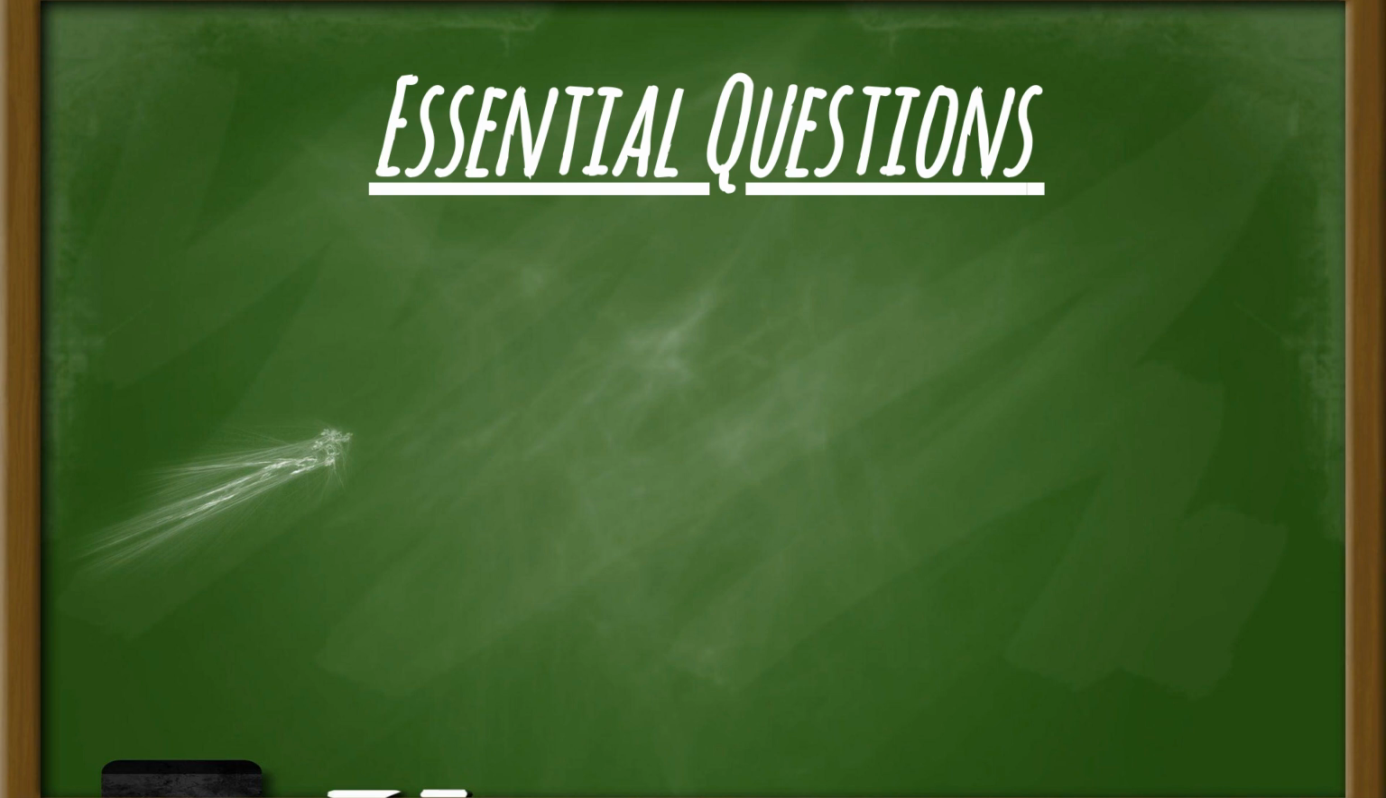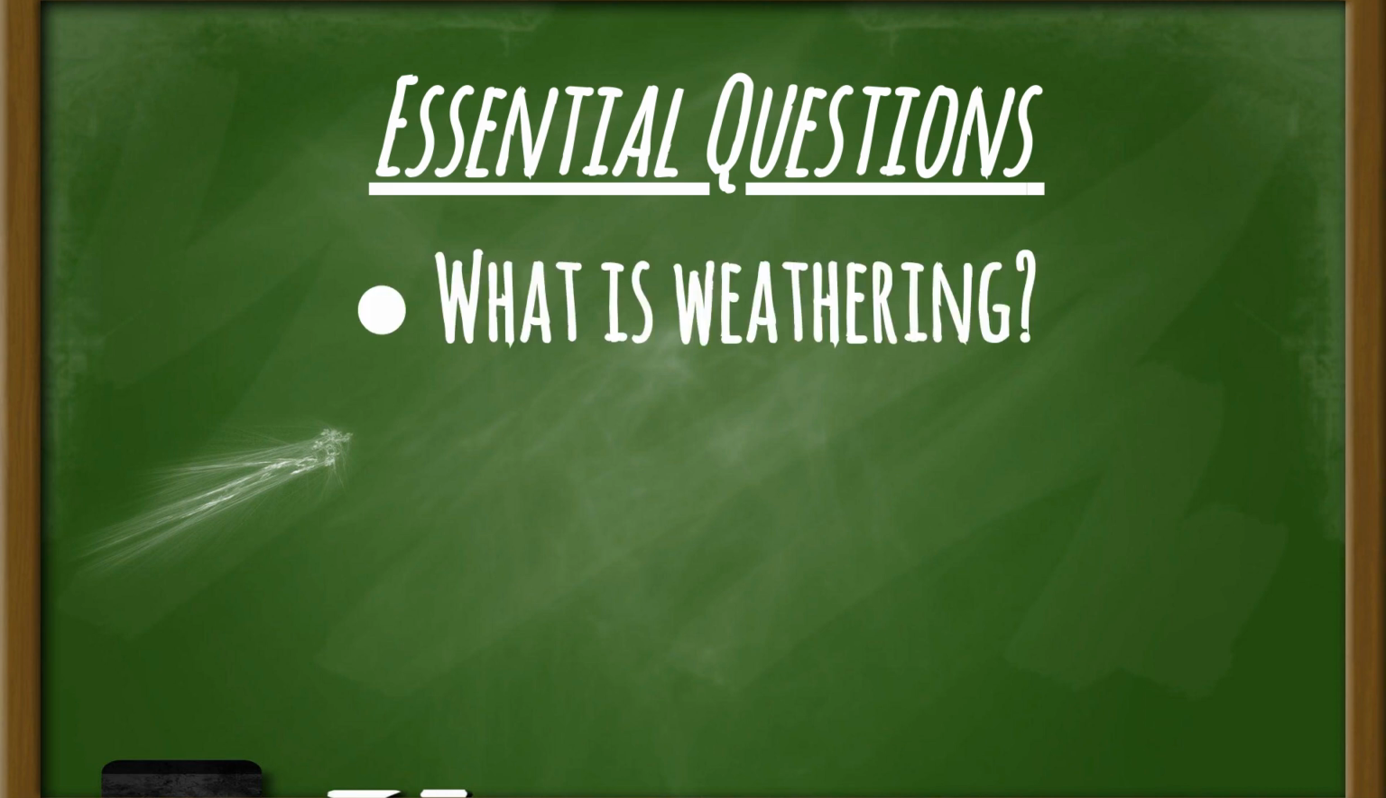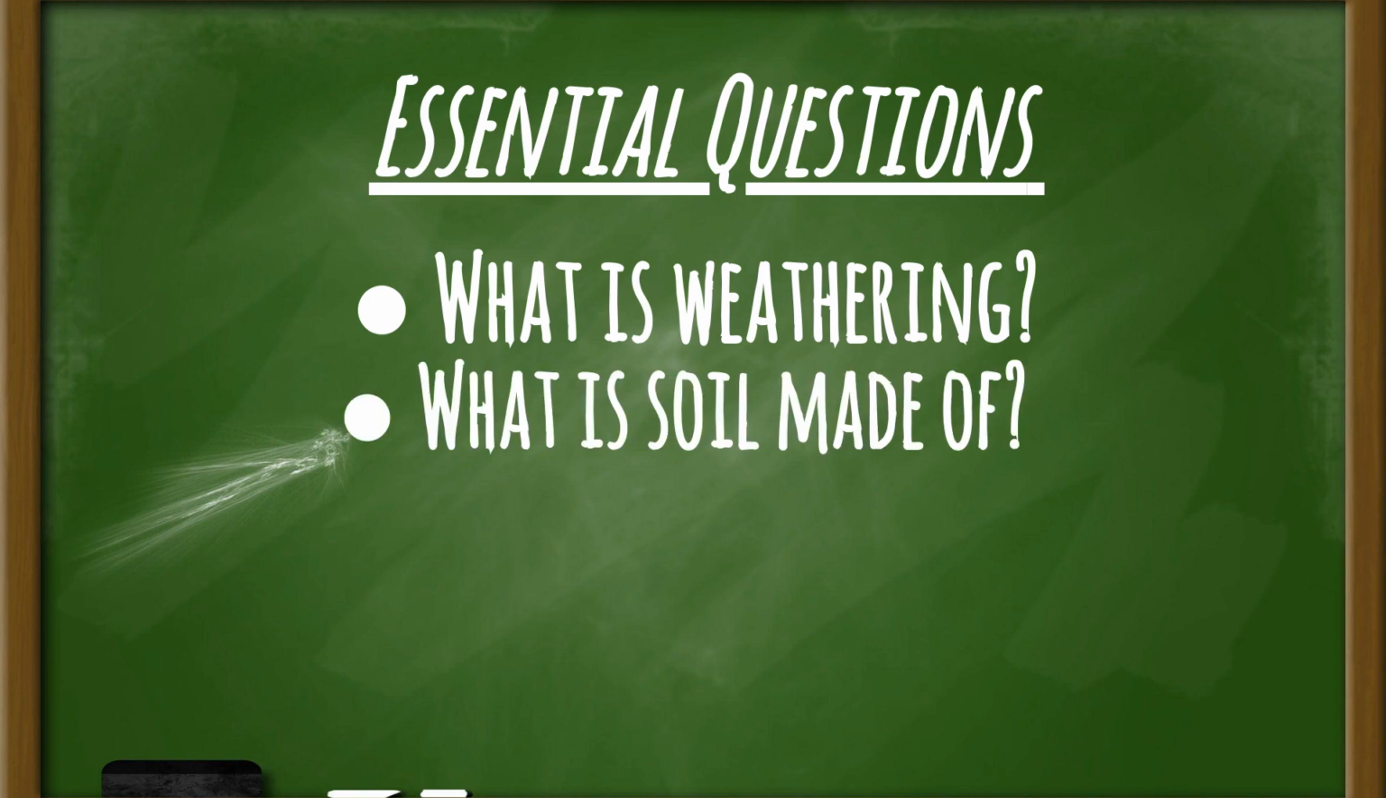Let's go over our essential question for today. When we are talking about soil, we're going to be looking at three essential questions. Listen to me as I read the first one. What is weathering? Say that one with me. What is weathering? That's a vocabulary word we're going to go over and become masters of by the end of this unit. Let's look at the second one. Listen to me first. What is soil made of? Say that one with me. What is soil made of?